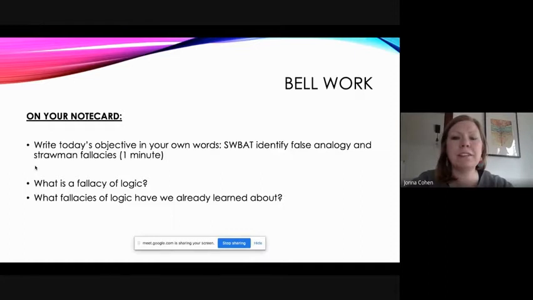All right, you guys. So please make sure that it says false analogy and straw man. These are 2 more fallacies of logic we're going to learn about today. So you're going to have 2 minutes to answer the following 2 questions. First of all, what is a fallacy of logic? So your sentence starter is, a fallacy of logic is. And what fallacies of logic have we already learned about? We have already learned about... Pause the video. You have 2 minutes to complete this. Go.